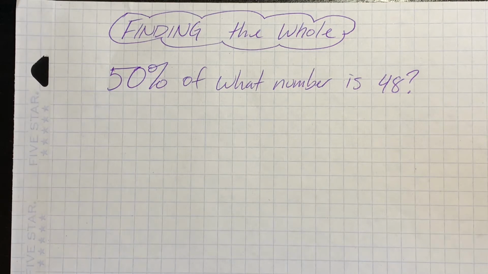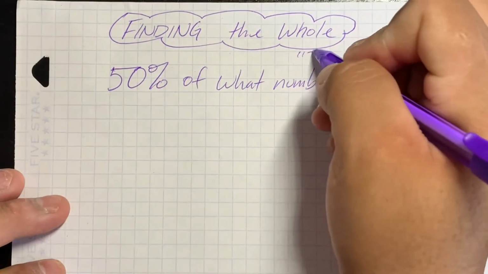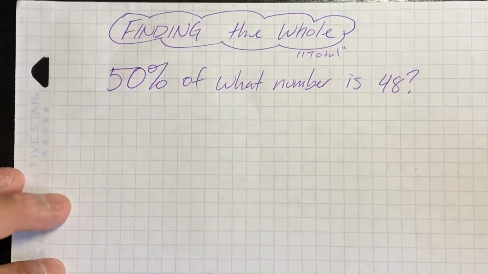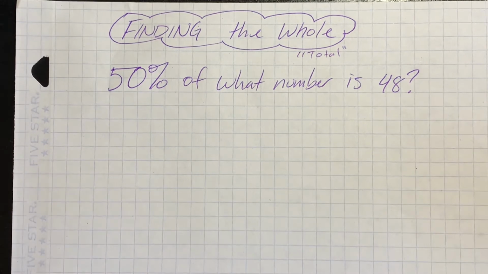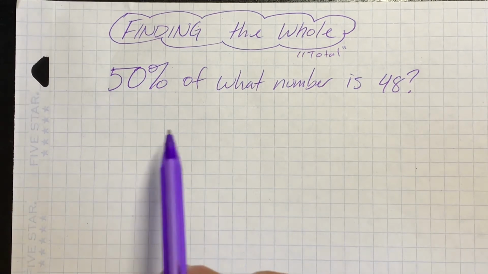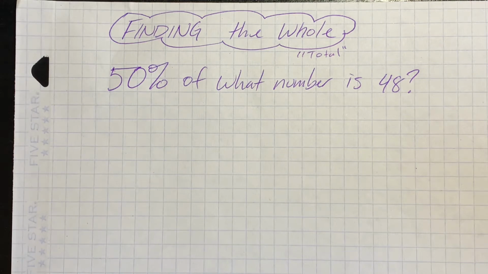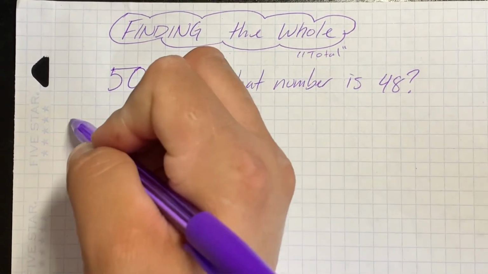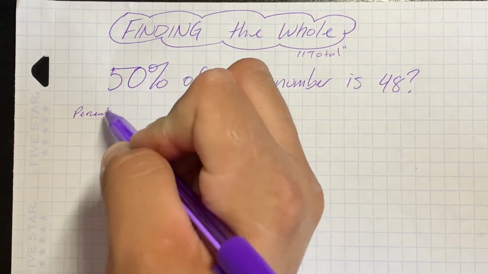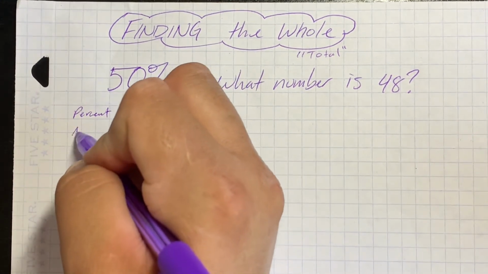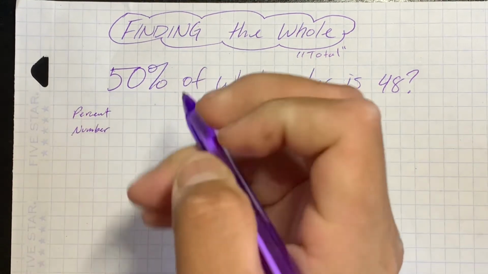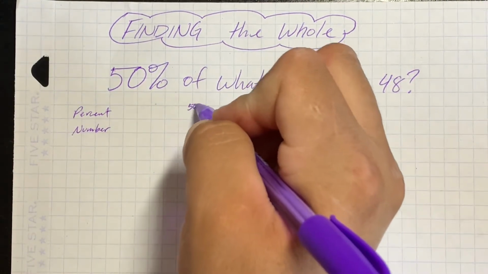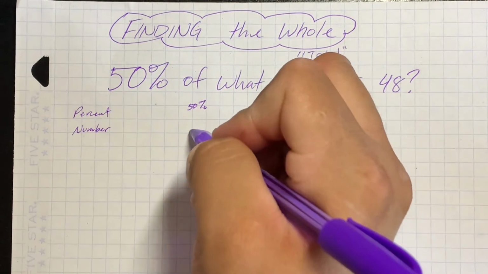Okay, so for this next problem, we're going to find the whole. The whole meaning the total. So what we mean is the total. Okay, that's what we mean by the whole. Now here's the situation or the statement. 50% of what number is 48? Well, check this out. So we have percent and we have a number. Okay, so we're saying that 50% of what number is 48?